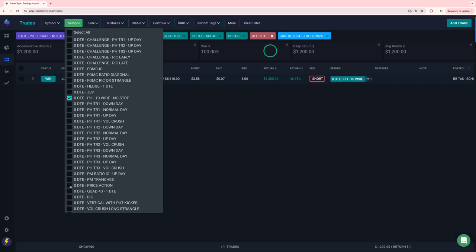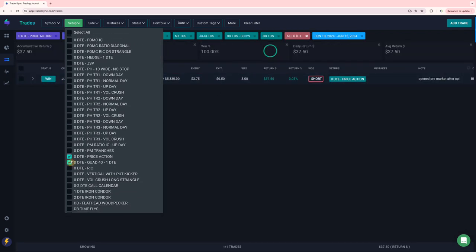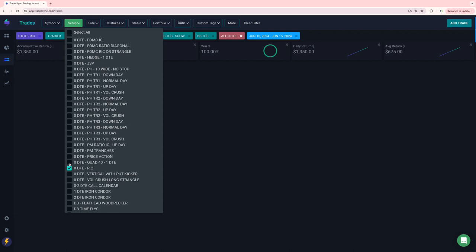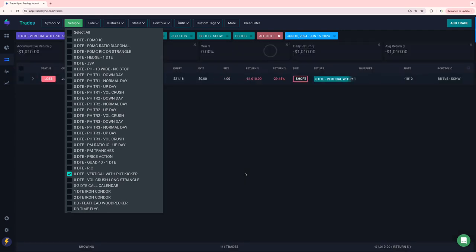Price action. I'm doing some testing with TradingView, but the only other one is a little scratch loser. Quad 40 had a couple winners, plus 1,200, plus 150. Let's see, did I do any discretionary RICs? I don't believe so. Yeah, no, none of those. I did one vertical with the put kicker. I'm not sure I'm going to keep this in my plan. I'm still net positive because I had a big winner a couple weeks ago, but just one trade, minus 1,000 on that. No long strangles.